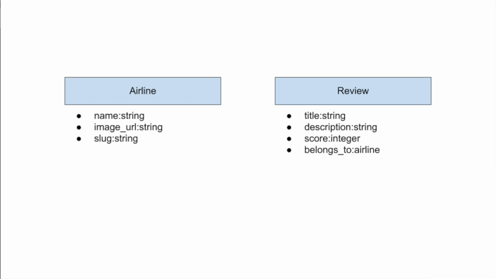We also want a description or a body. And then I also want to add a score. The scoring system that I'm going to use is going to be a star rating system that ranges from 1 to 5, where 1 is going to be the worst and 5 is going to be the best. And then we also want to add an airline ID for the parent airline that each review belongs to.